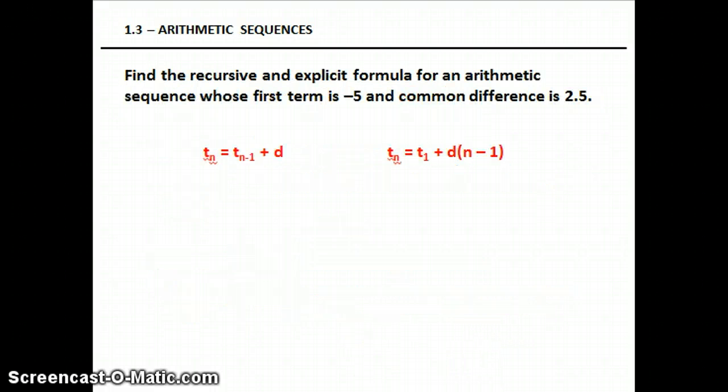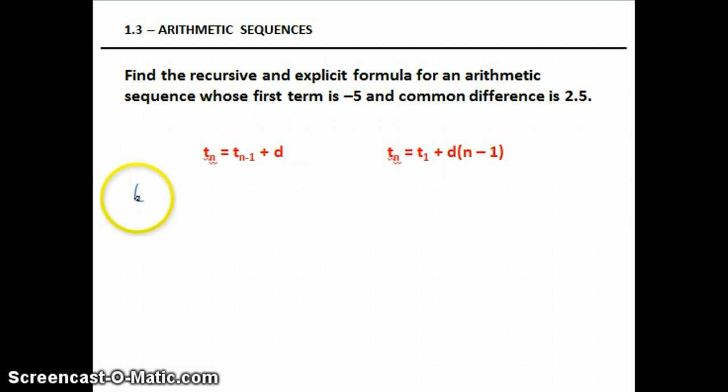Let's try some problems here. So let's say we need to find the recursive and explicit formula for an arithmetic sequence whose first term is -5 and whose common difference is 2.5. Okay, all we have to do, remember, we are not finding a term. We are just putting them in the formula.